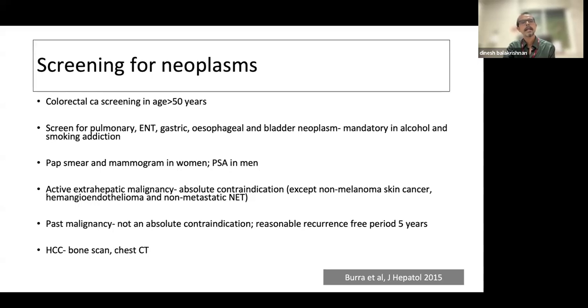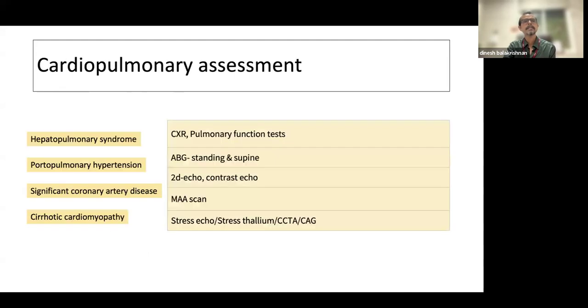If it is a lady, a gynecology assessment, a pap smear, and a mammogram, especially in patients who have a family history of breast cancer, past history of malignancy. So all this has to be looked up before doing a transplant. So chest X-ray is mandatory, pulmonary function test, blood gas analysis, 2D echo, stress like dobutamine stress echo, even a coronary angiogram.